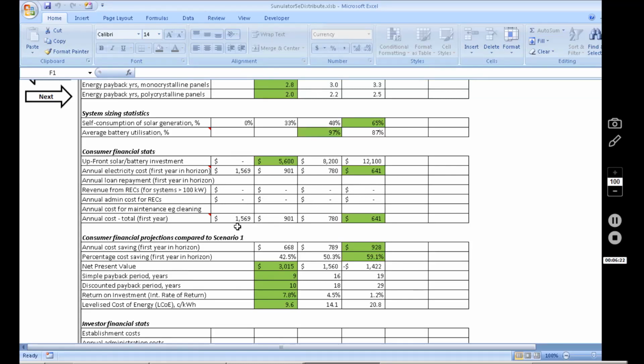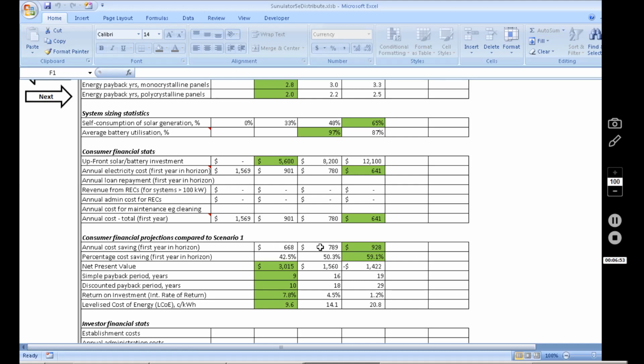And that number just repeats down here. Under some scenarios, you might have allowed for maintenance costs on your solar system, for example. Okay, so now the next section is looking at more statistics, financial measures compared to your business as usual. So what's the cost saving of your solar battery system compared to business as usual?